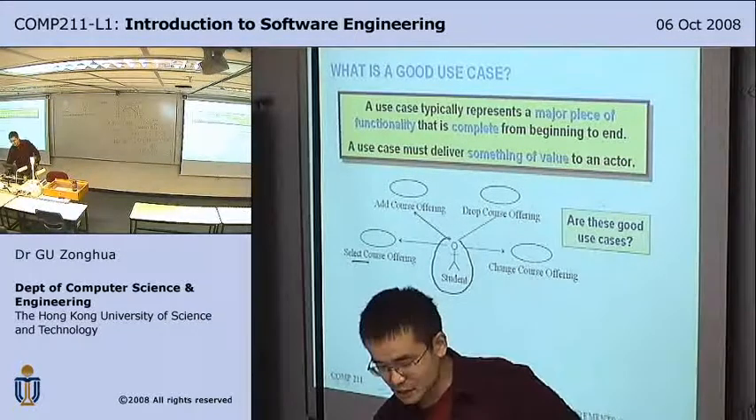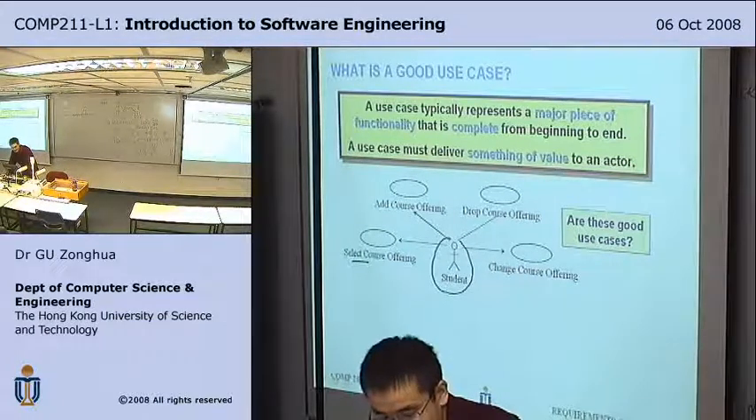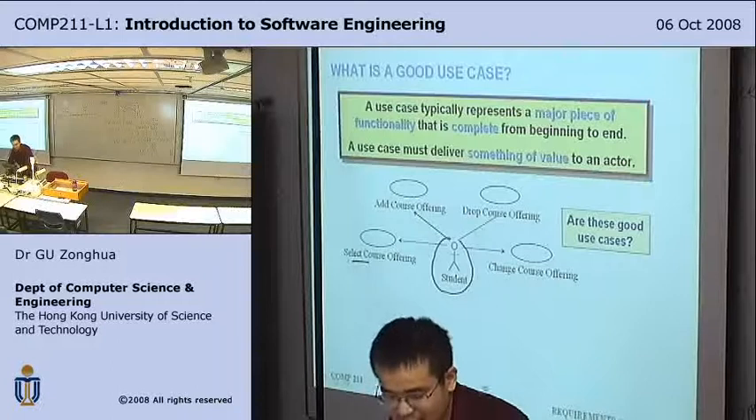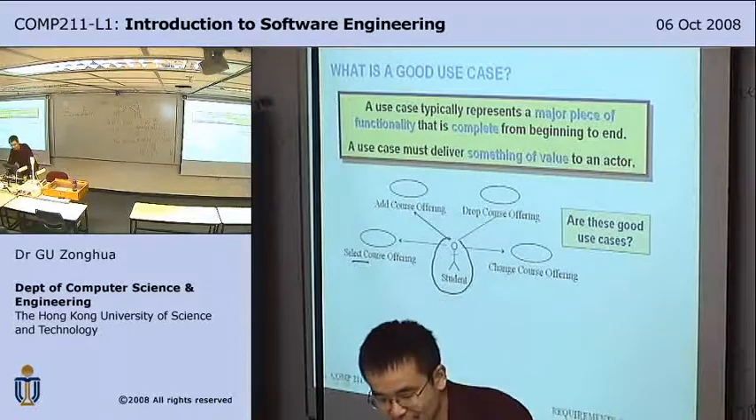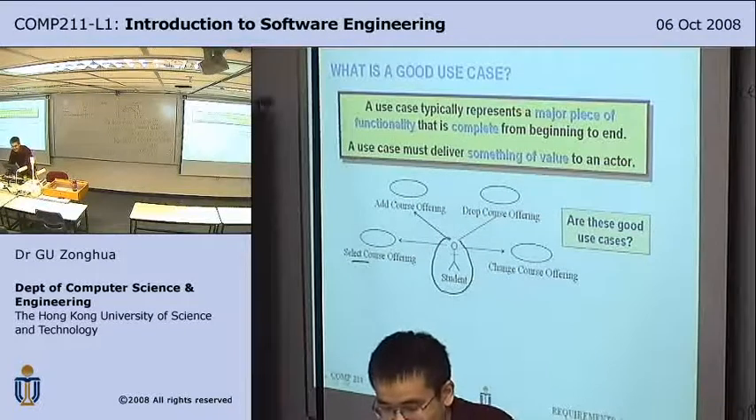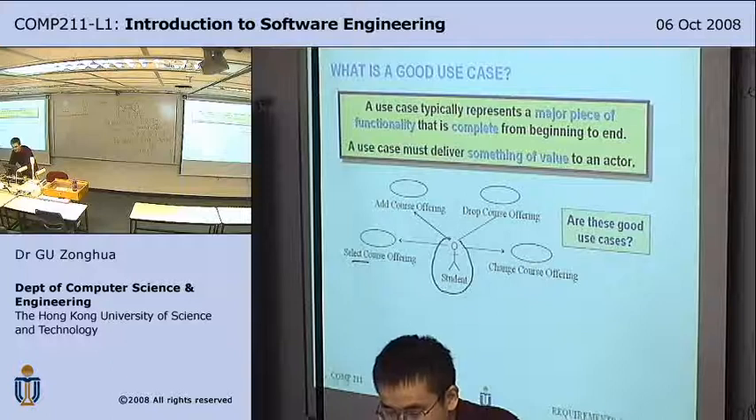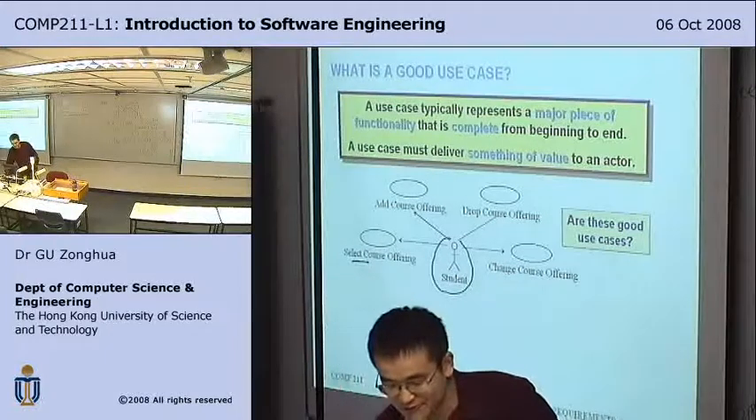The question to ask is, what is the actor trying to accomplish? Why is he selecting a course offering? He's selecting it because he wants to add it, right? So select course offering is not really an independent piece of functionality that is complete from beginning to end. It's part of the functionality of registering for a course.